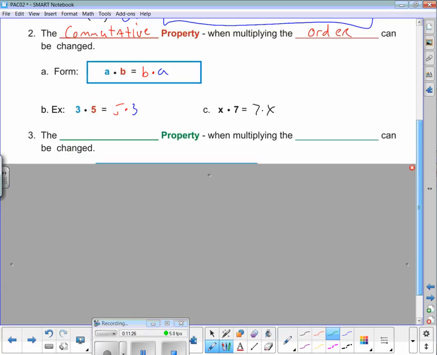is the ever popular, in green, associative property. And this time again, we're going to do it with multiplication. The associative, A-S-S-O-C-I-A-T-I-V-E, and everybody remembers your associates are those that you hang out with. So with the associative property, when multiplying, what can change? The grouping, and you need to make sure that you associate grouping with associative. You can change the grouping.